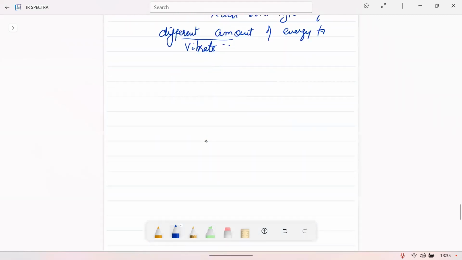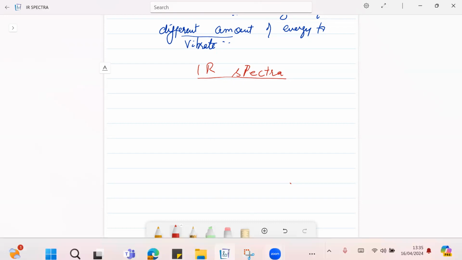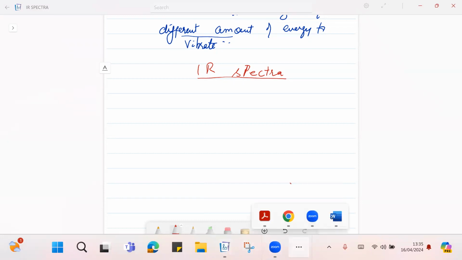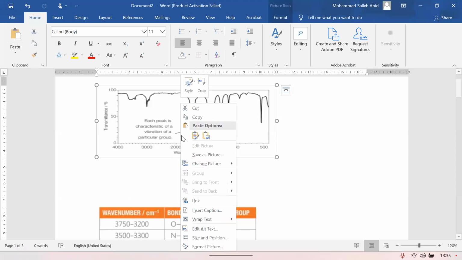Now, moving on to the actual IR spectra. How does the IR spectra look like? We don't need to go into the IR spectroscopy, that means the inside of the machine which is used, just like we did for the mass spectra. We don't need that. So first of all, let's look at how the IR spectra looks like. IR spectra looks like this.